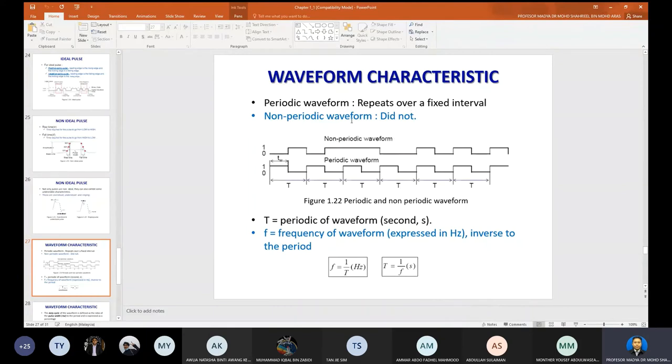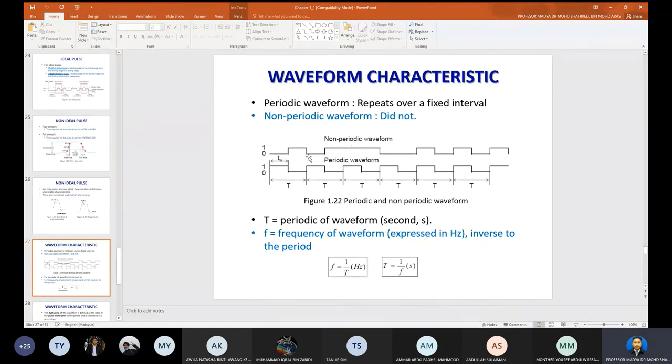Okay, the non-periodic waveform, you can see this one. For example, here we have 01, 011, 001, 010, and so on. So this does not repeat. Not repeat and not a fixed interval. It's not a fixed interval. That's why we call it the non-periodic waveform.